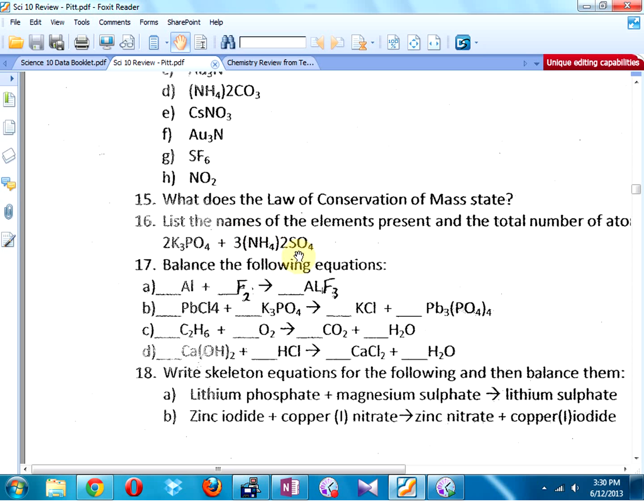Ammonium? 3 of them. What's SO4? It's sulfate or sulfide or sulfite. Sulfate. Sulfate? 2 of them.